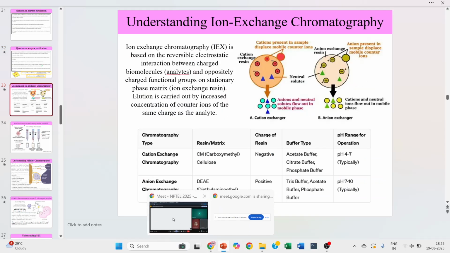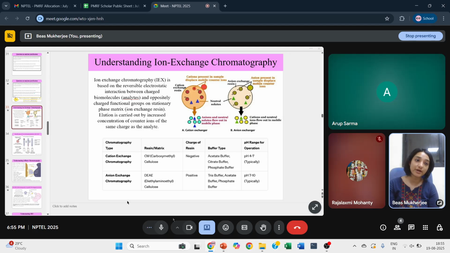Right. So we will start with ion exchange chromatography. Now hopefully this is going to be very interesting for you. Okay. So what happens in ion exchange chromatography is that this is based on reversible electrostatic interaction between charged biomolecules, which are the analytes, and oppositely charged functional groups on the stationary matrix, which is called the resin. Okay. Now elution is carried out by increased concentration of the counter ions. So what are counter ions?